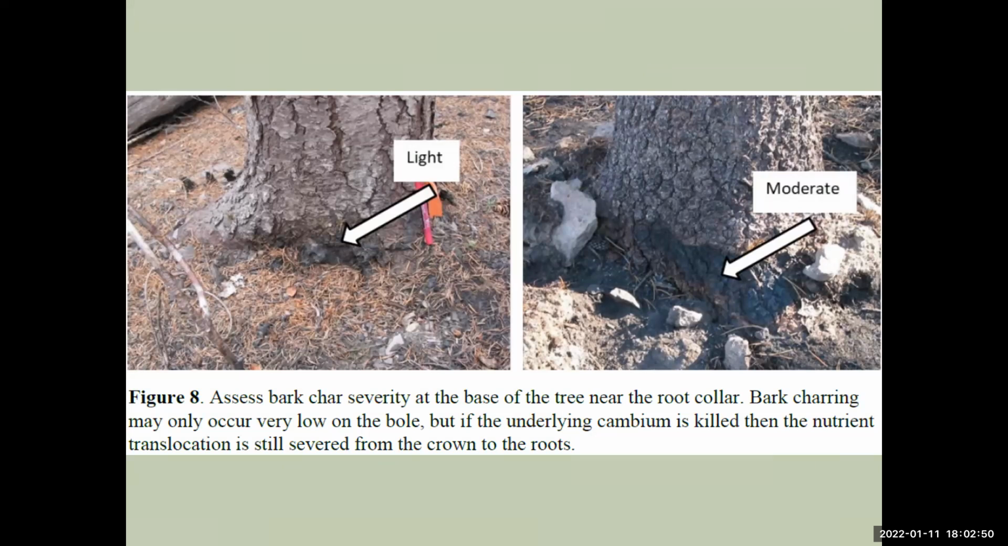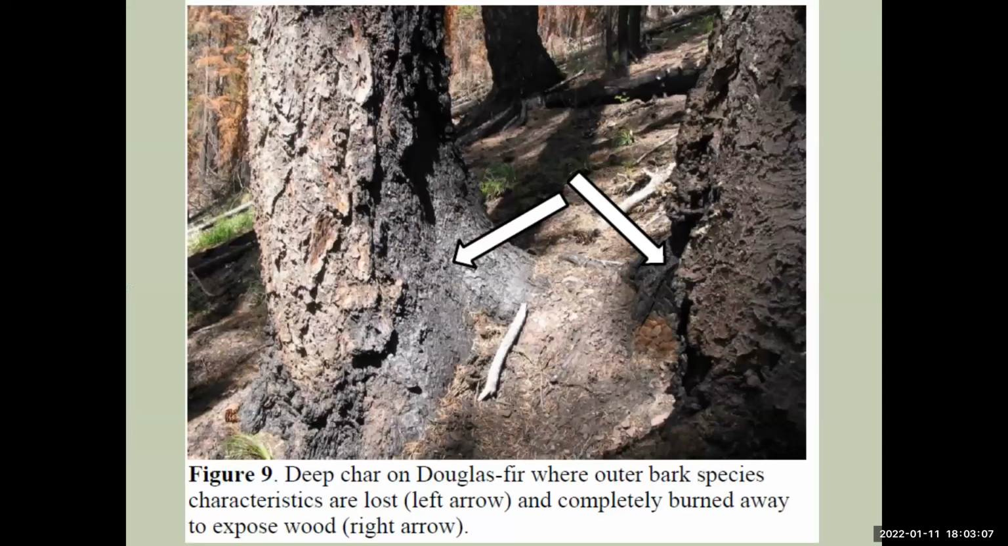Moderate would be everything is blackened, the plates and the furrows and the ridges, but the bark remains and retains all of the characteristics that it had pre-fire. So it has the same patterns and texture as the unburned portion. When you get into deep char, that's where the bark has actually been burned off to some degree, maybe partially or entirely. And for the most part, if you find deep char on a tree, you can assume dead cambium underneath. Unburned, obviously you can assume live cambium.